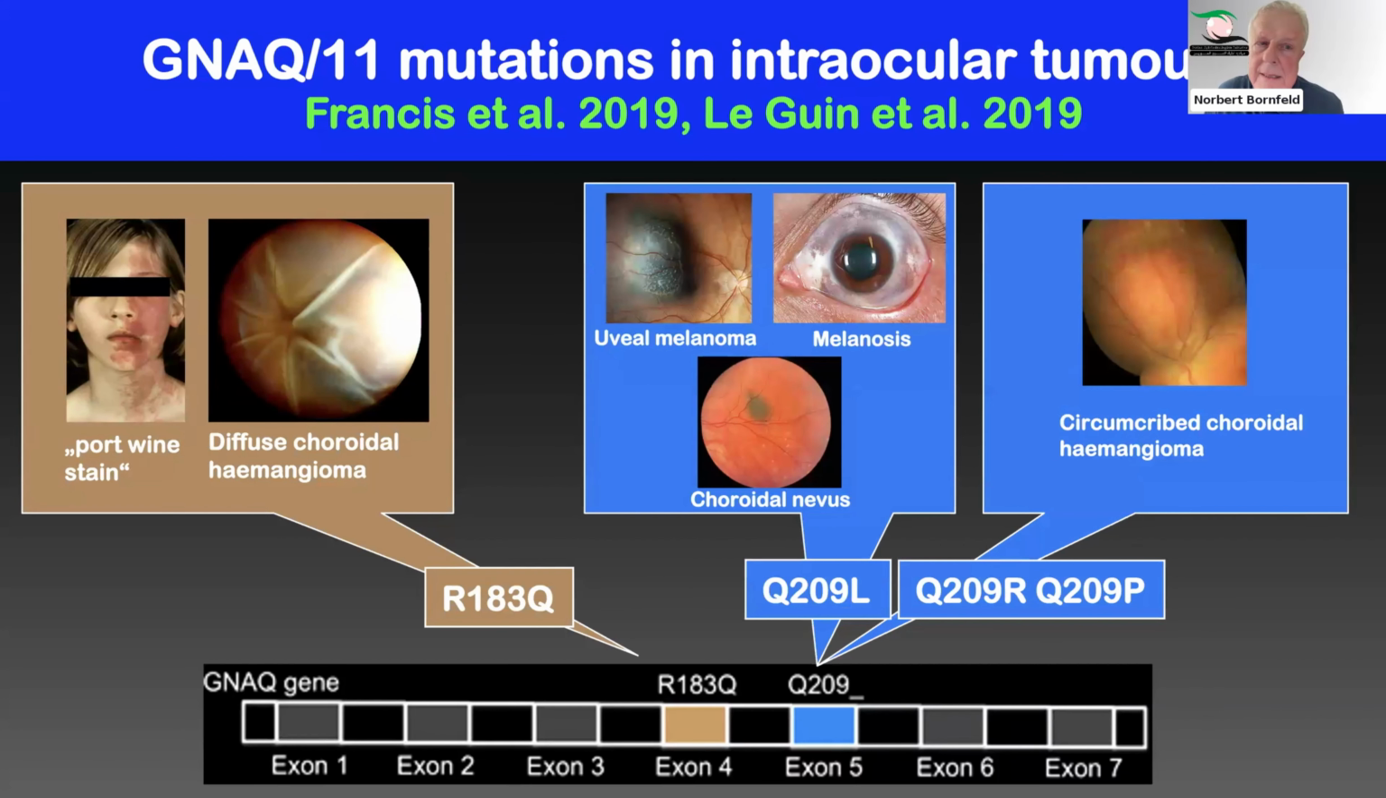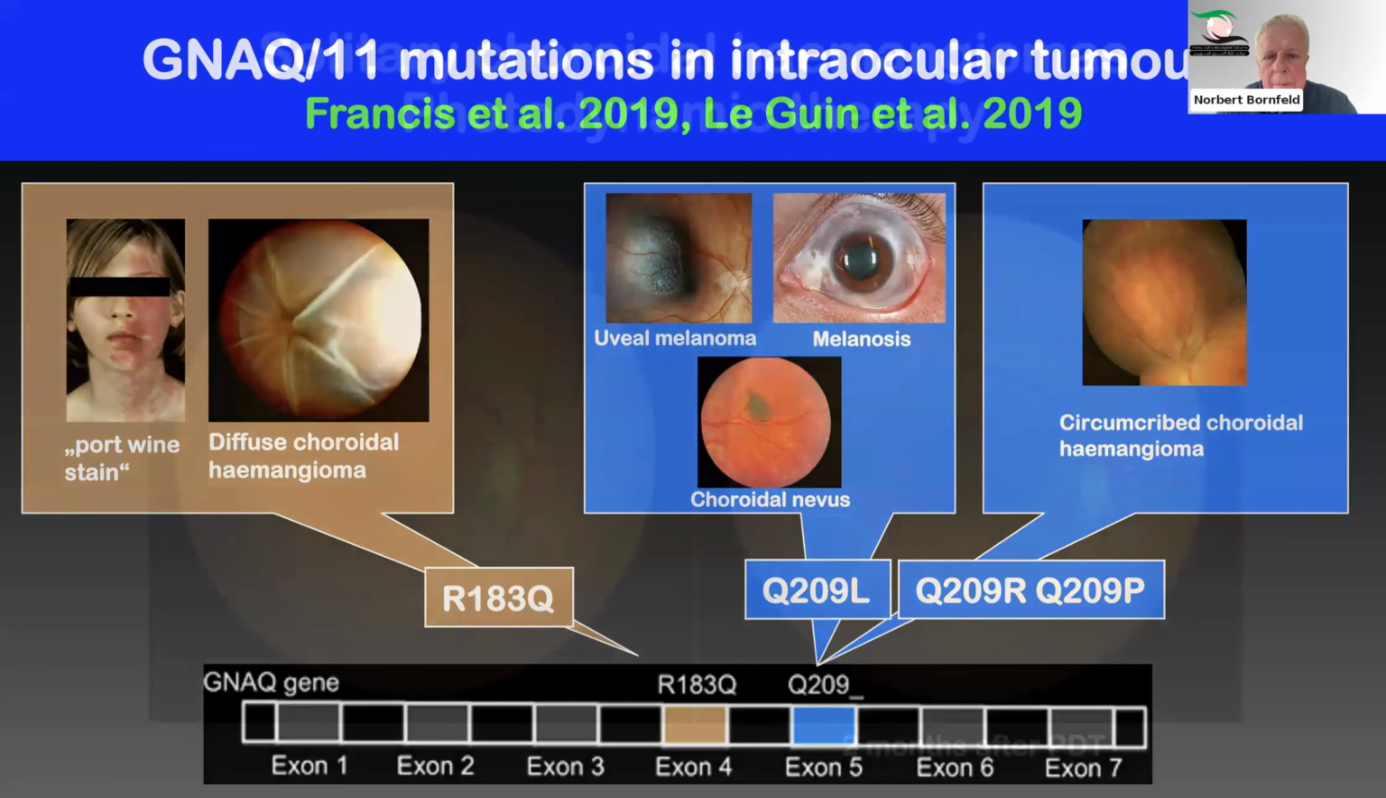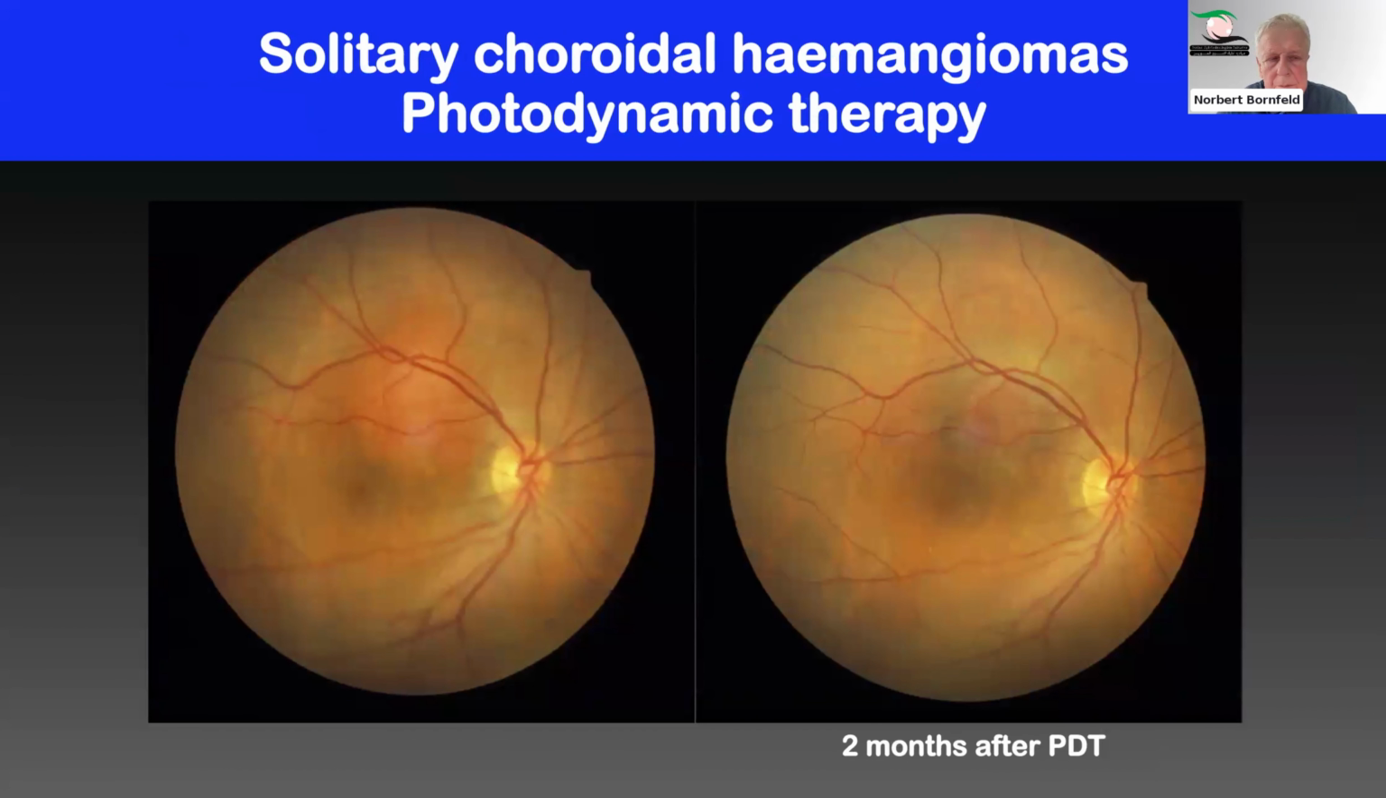So that's what we know on the mutations of these tumors, and probably we'll see more papers in the next future dealing with the potential clinical use of these differences in these two tumors. But it shows that choroidal melanomas, nevi, circumscribed choroidal hemangiomas, and diffuse hemangiomas all have some pathogenesis in common with GNAQ, GNA11 mutations, and that will be subject of basic clinical science in the next years.